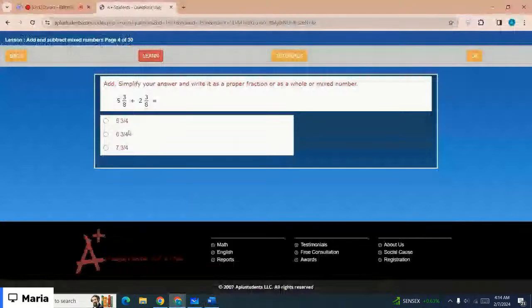So you have 5 whole 3 over 8 plus 2 whole 3 over 8, which is the correct option? You can add whole numbers first, right? 5 plus 2 makes 7. Now you can add the fractional part. 3 by 8 plus 3 by 8 is 6 by 8. And you can divide them by their common factor, that is 2. So the correct option is 7 whole 3 over 4.